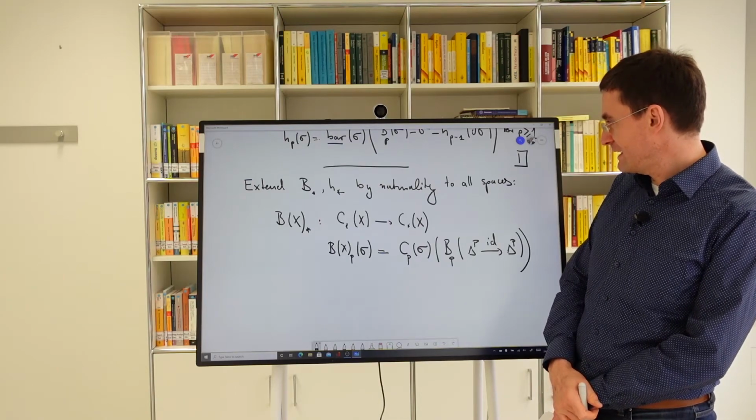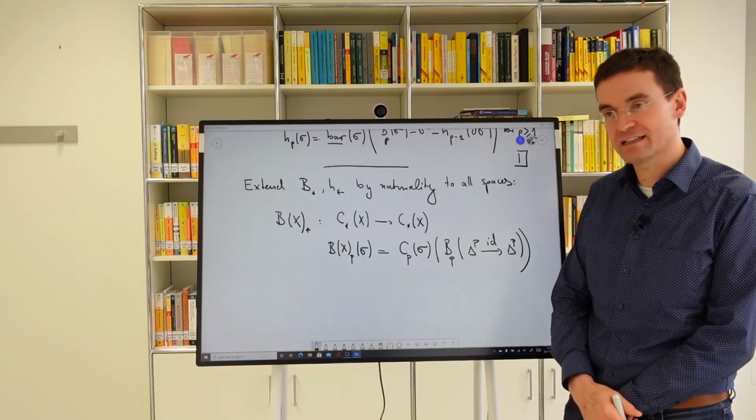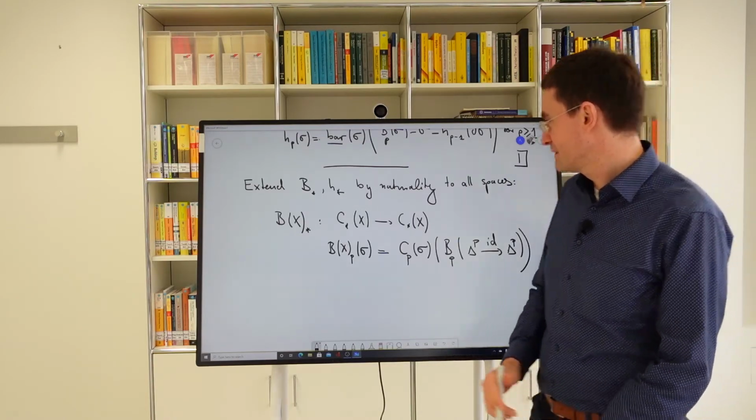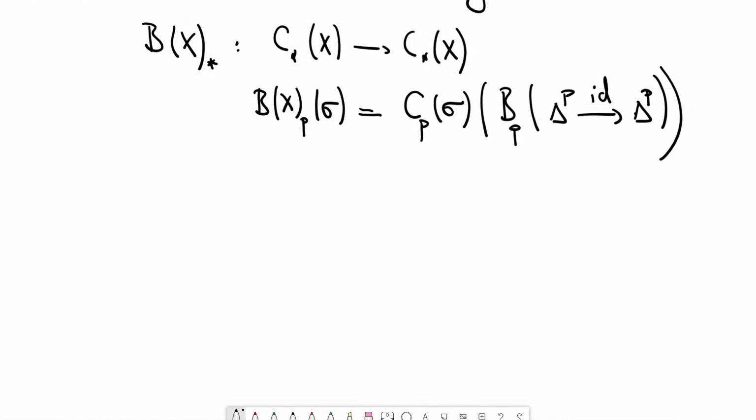So why am I forced by naturality to define it like that? Let's discuss that. It doesn't explain why it works, but it at least explains that if I want to have something natural, I have no choice here. So that's a side remark: naturality enforces this definition.